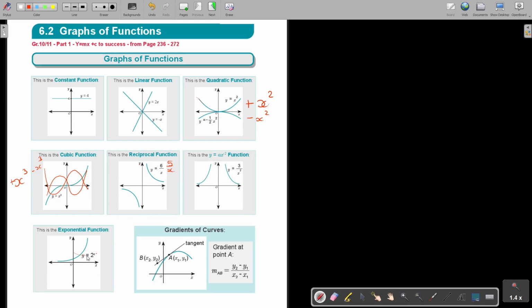Okay, and then gradients of curves. So if I have a function and I draw a tangent to that parabola or quadratic function, and I want to find the gradient at that specific point, I can just take 2 points. There are my 2 points. And then I get the difference in y divided by the difference in x. Okay, but let's look at examples. That's the purpose of this video.